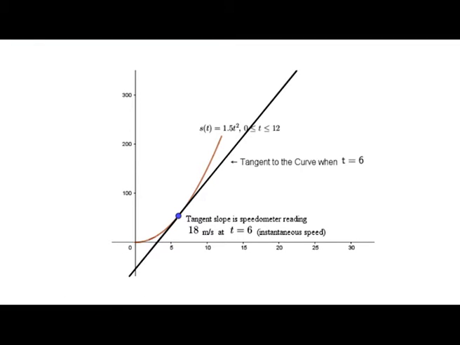Geometrically, if we draw a graph of the curve s of t equal to 1.5 t square, 0 less than or equal to t less than or equal to 12 in an st coordinate plane, then the slope of the tangent to the curve when t equal to 6, that is at the point with coordinates 6, 54, is 18.